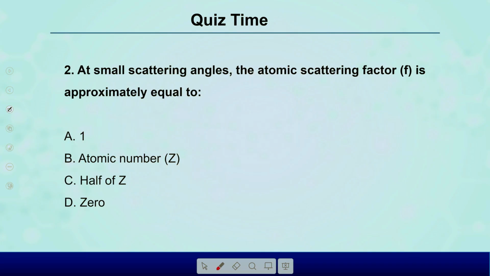Now, we will move on to the second question. At small scattering angles, the atomic scattering factor is approximately equal to: option A, 1; option B, atomic number represented as Z; option C, half of the atomic number or half of Z; option D, 0.